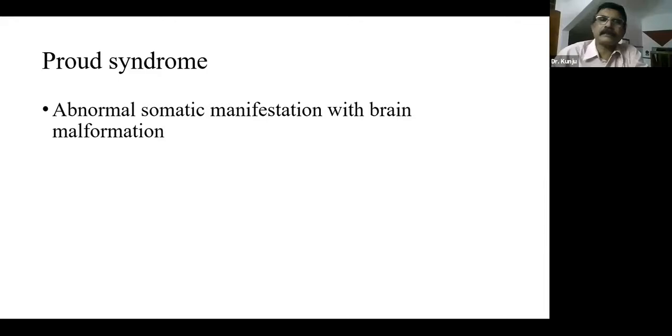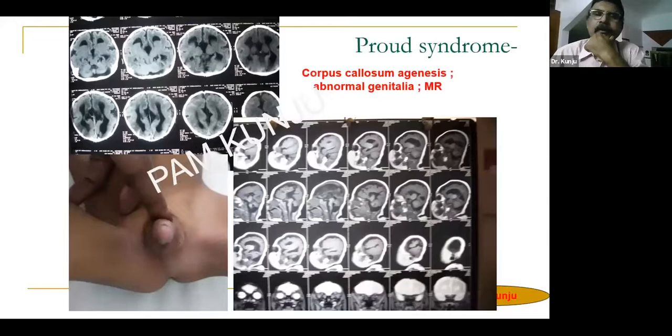Then in that case, one such condition is Proud syndrome. You can see here, it's not that proud about it, but you can remember that the child is having genital abnormalities. It's a shawl-like scrotum. You can see the hypospadias is there. So that means abnormal genitalia. And here the corpus callosum agenesis. And again, see that microcephaly. Some corpus callosum agenesis cases may have associated hydrocephalus, and that situation may be different. But most of the time it will be microcephaly.